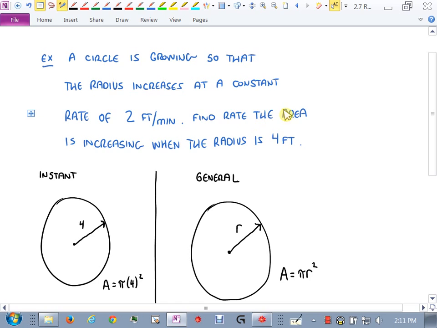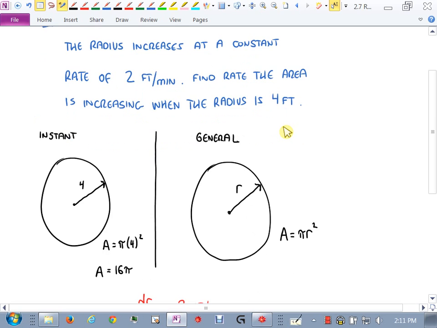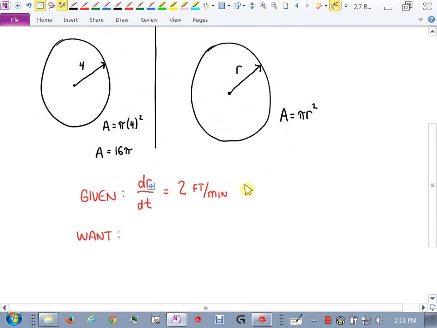I want the rate of the area. So I want to know how fast the area is changing. So anytime we talk about rate, I'm going to use a derivative. So I want to know the derivative of area A with respect to what? Time, again, right? How fast is the area changing with respect to time?